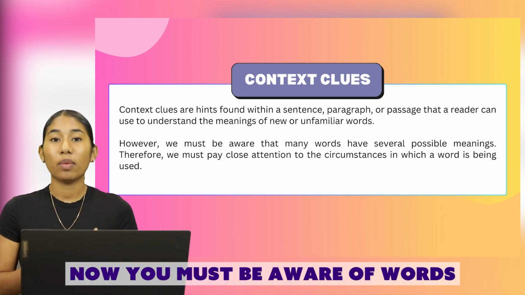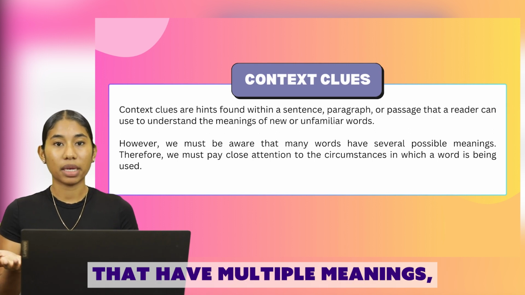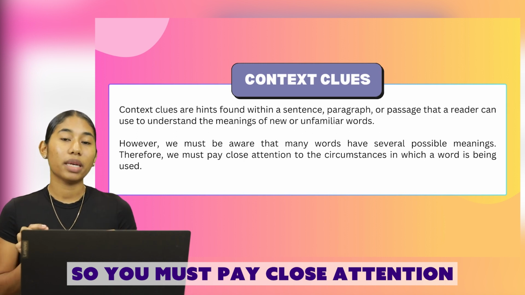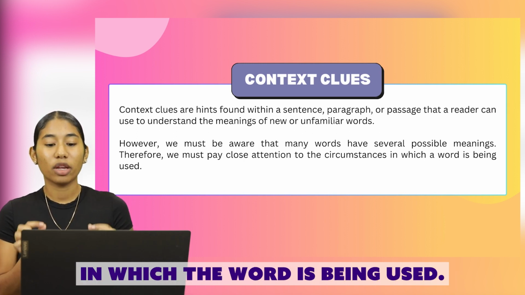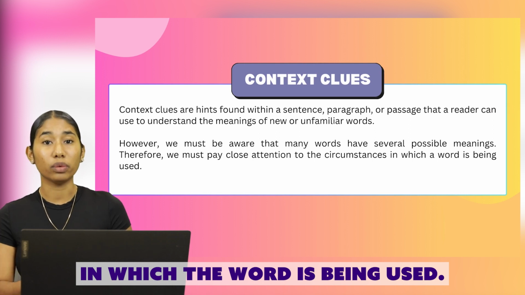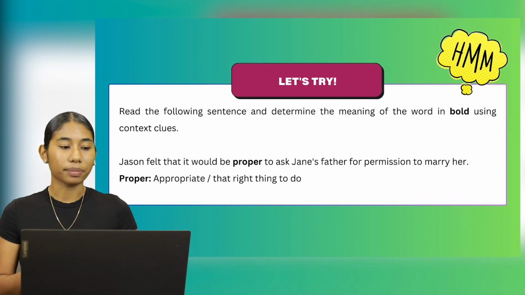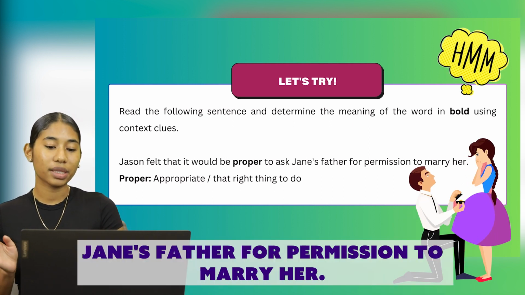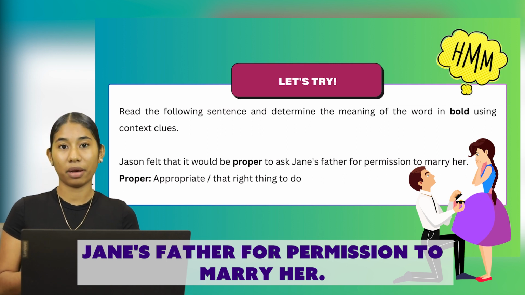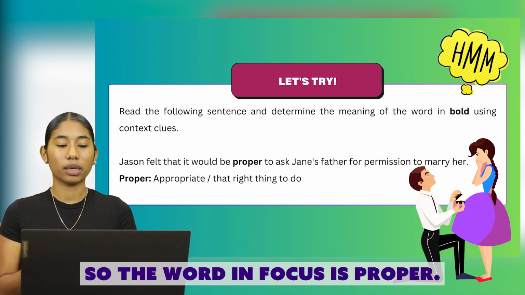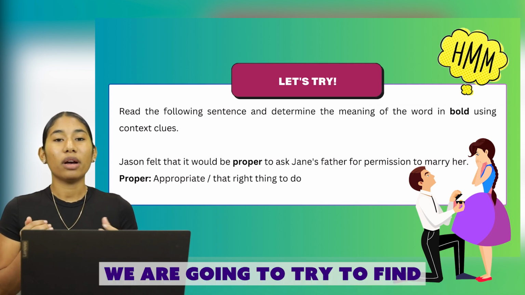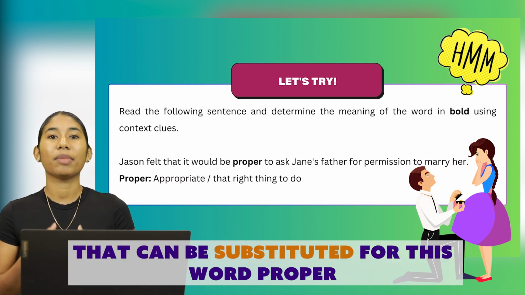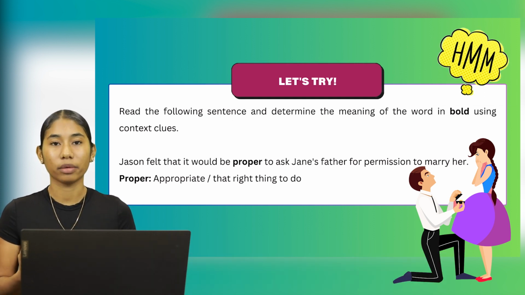Now, you must be aware of words that have multiple meanings, and we know that these are homonyms. So, you must pay close attention to the circumstance in which the word is being used. Let's look at this example. Jason felt it would be proper to ask Jane's father for permission to marry her. So, the word in focus is proper. We are going to try to find a meaning or another word that can be substituted for this word proper.